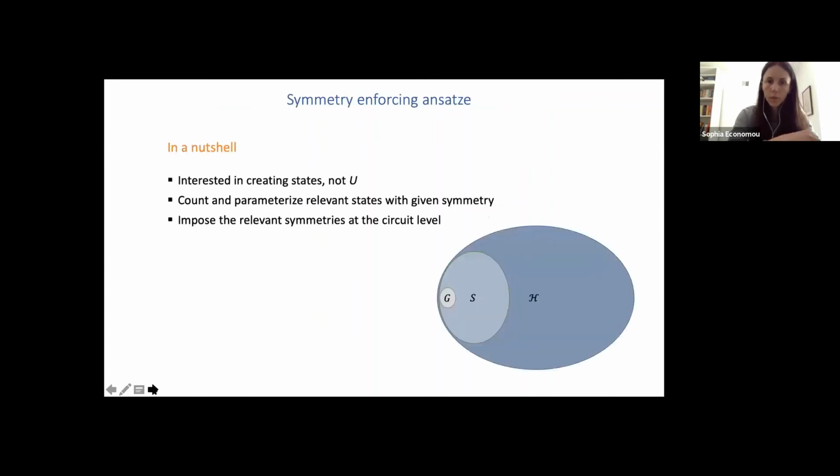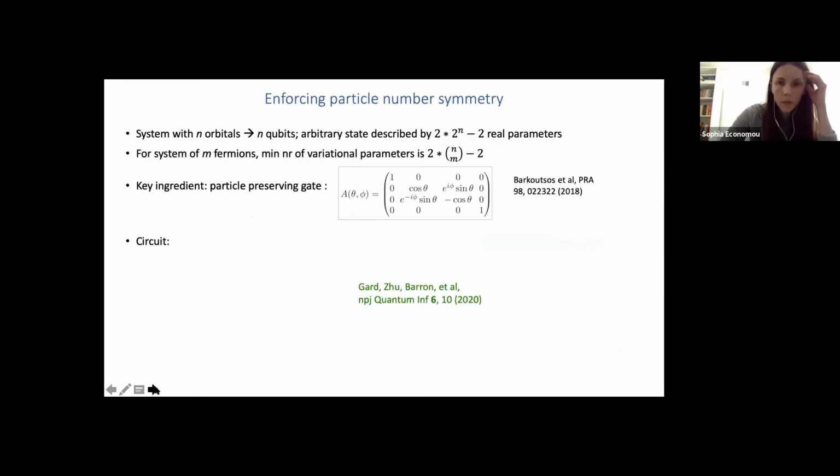I want to talk a little bit about that. So here, you imagine you have your Hilbert space, and you have some symmetry subspace. And you know certain things about your system. So for example, you know how many particles it contains. If you know how many particles it contains, you wouldn't want to be searching in the whole Hilbert space, which contains other numbers of particles. You want to stay where you know that number of particles is, and that's where your ground state is.